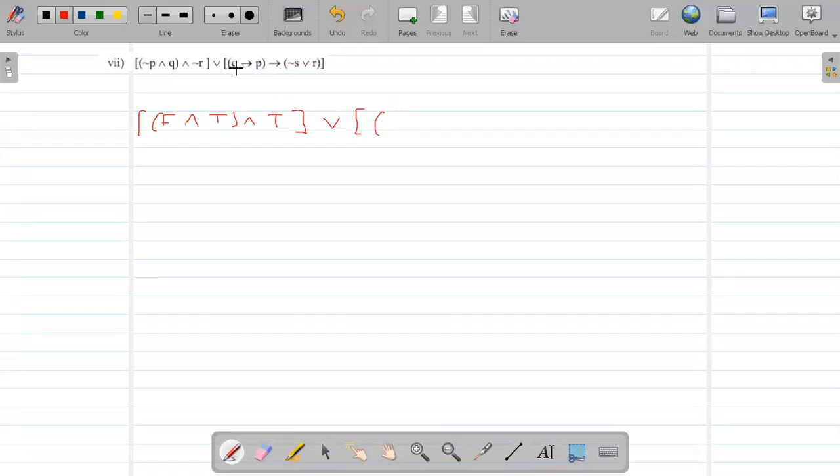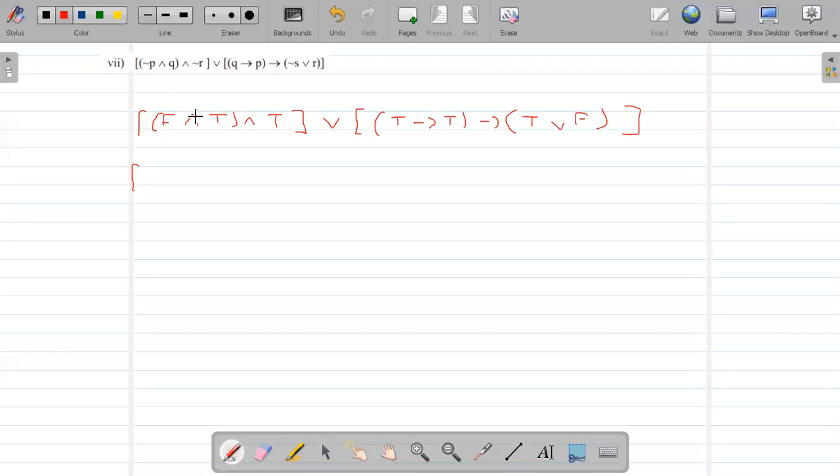Okay. Similarly, what is the value of Q? True. Implies what is the value of P? True. Again true. Very good. What is the value of S? The value of S is false, but since it's a negation, it's true. And what is the value of R? False. Okay. Now just see the table and start applying the method.